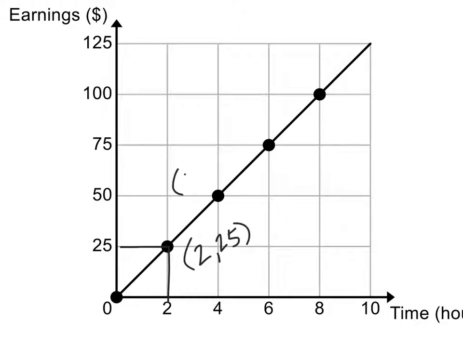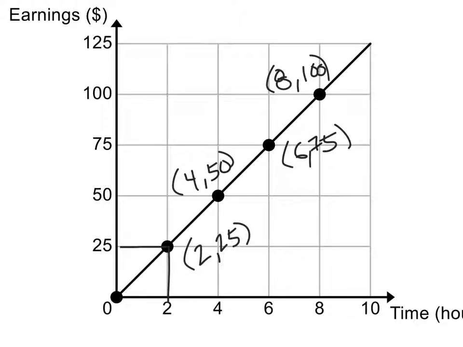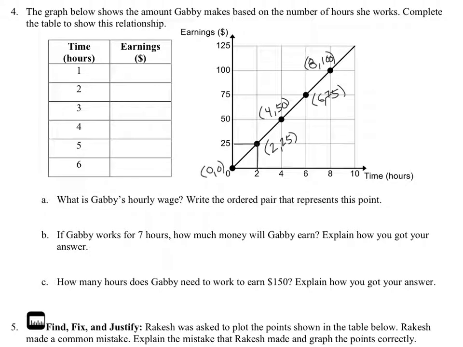This next one is 4 for 50. Then we got 6 for 75. And then finally 8 for 100. Now that we have these labeled, hopefully it makes a little more sense what the table should look like. Even though now we can't see those lines in this light, we should be able to see those values using these points. So we should be able to fill these in.